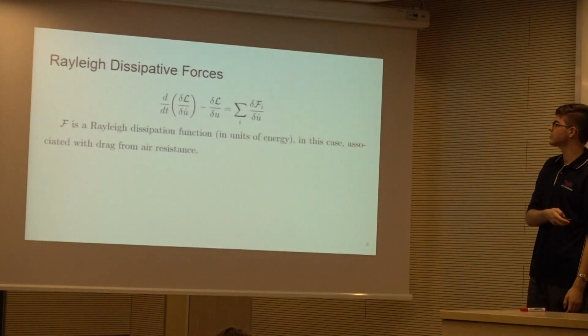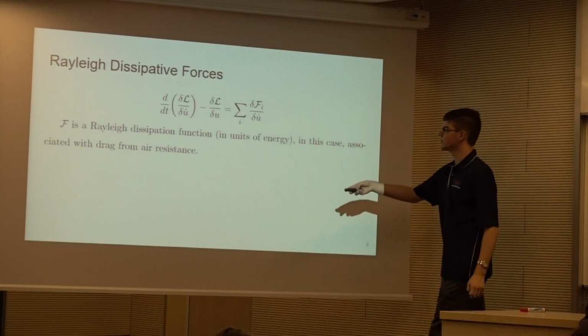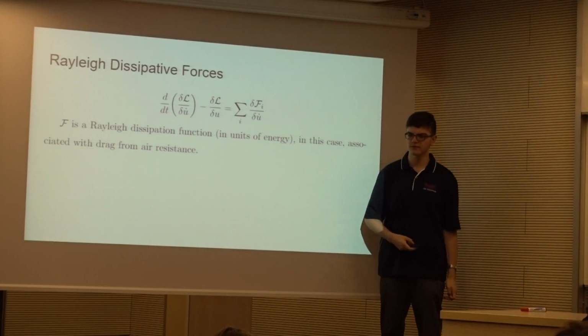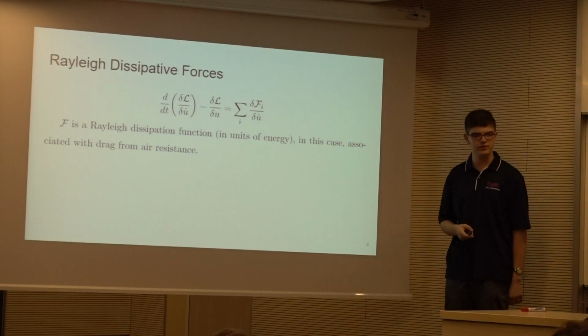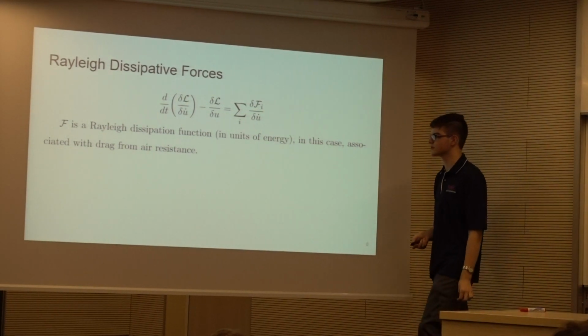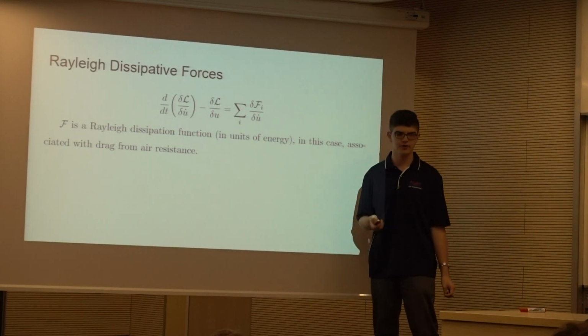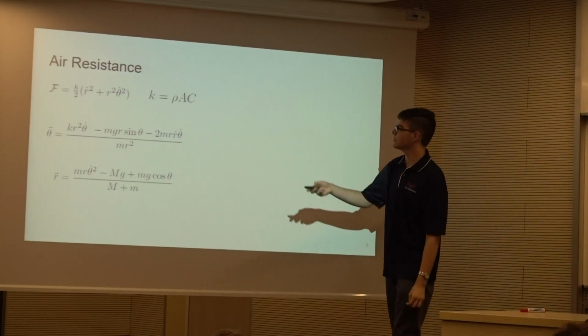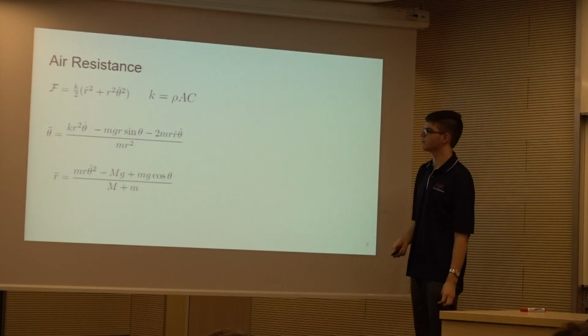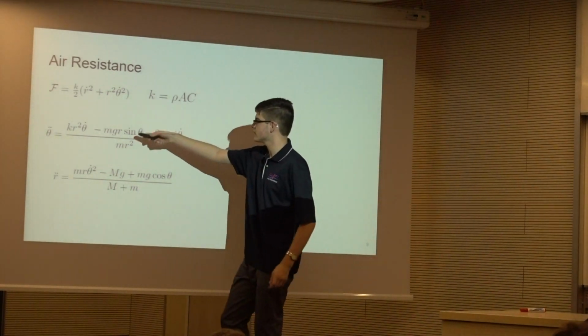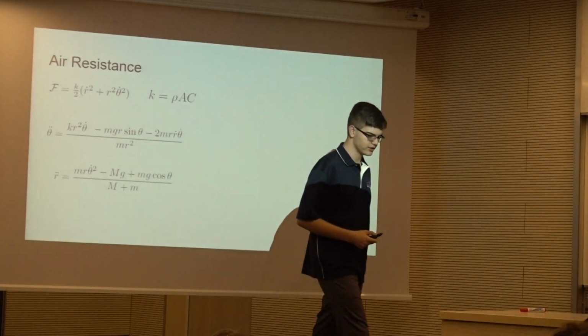Okay. So if we go back to the initial, whenever we have a non-conservative force, such as air resistance, we have to use this modified Euler-Lagrange equation, which includes Rayleigh dissipative forces. So to model air resistance as a Rayleigh dissipative function, we make it proportional to the square. That way, once we are done integrating, rather than the square, we have a linear proportion.